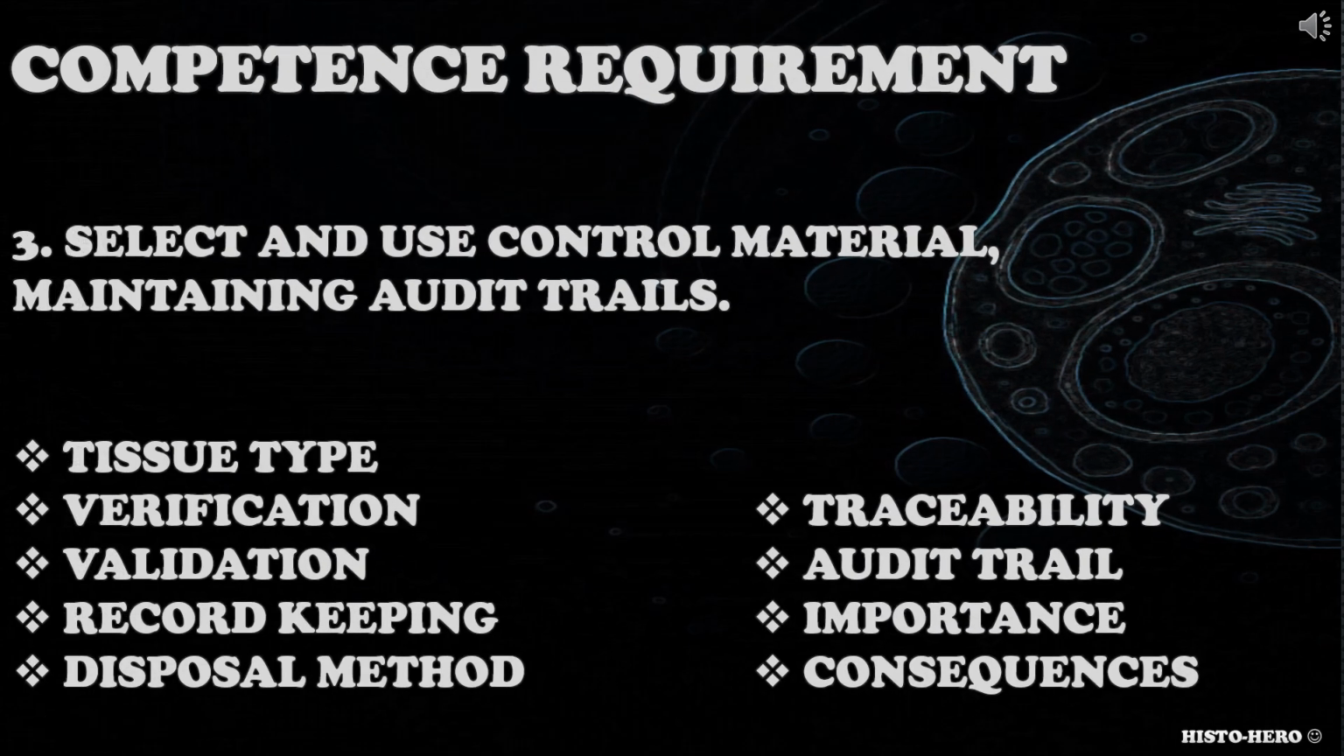The third competence requirement is select and use control material, maintaining audit trail. Candidates should be able to select and use correct control material for demonstration methods. Does the candidate use correct control material for relevant demonstration method? Do they maintain correct audit trail for control material use? Do they produce appropriate control material for each demonstration method?